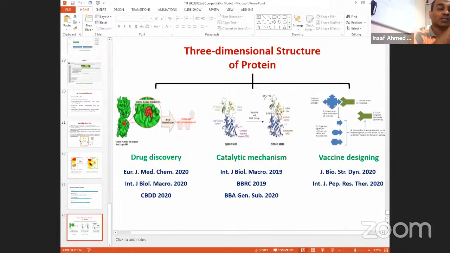Yes, whatever your question is, that is also correct. In all cases it is not reliable. 100% reliability is not there, but you can say 70 to 80% of the in silico data people get is reliable if you want to perform the in vivo or in vitro study with that data.